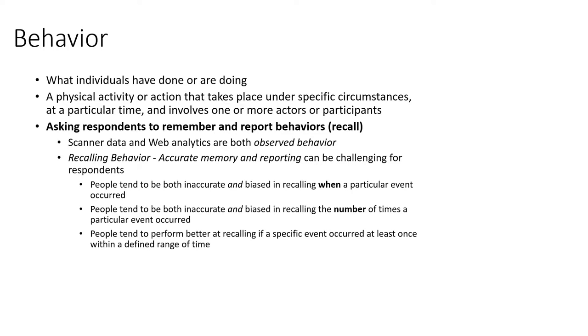People tend to be both inaccurate and biased in recalling the number of times a particular event occurred. When we say inaccurate, we mean they are wrong. They are not accurate and they are off by some way. When we say biased, we mean that there are systematic ways in which people are wrong, whether they tend to exaggerate up, exaggerate down, guess too early, or guess too late.